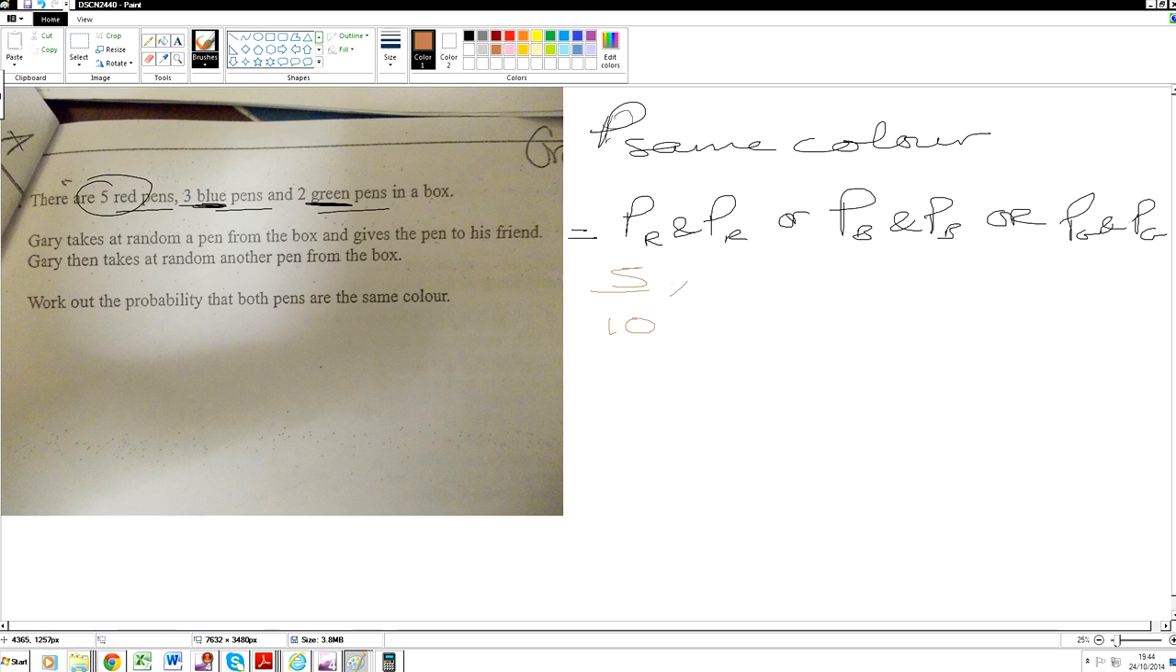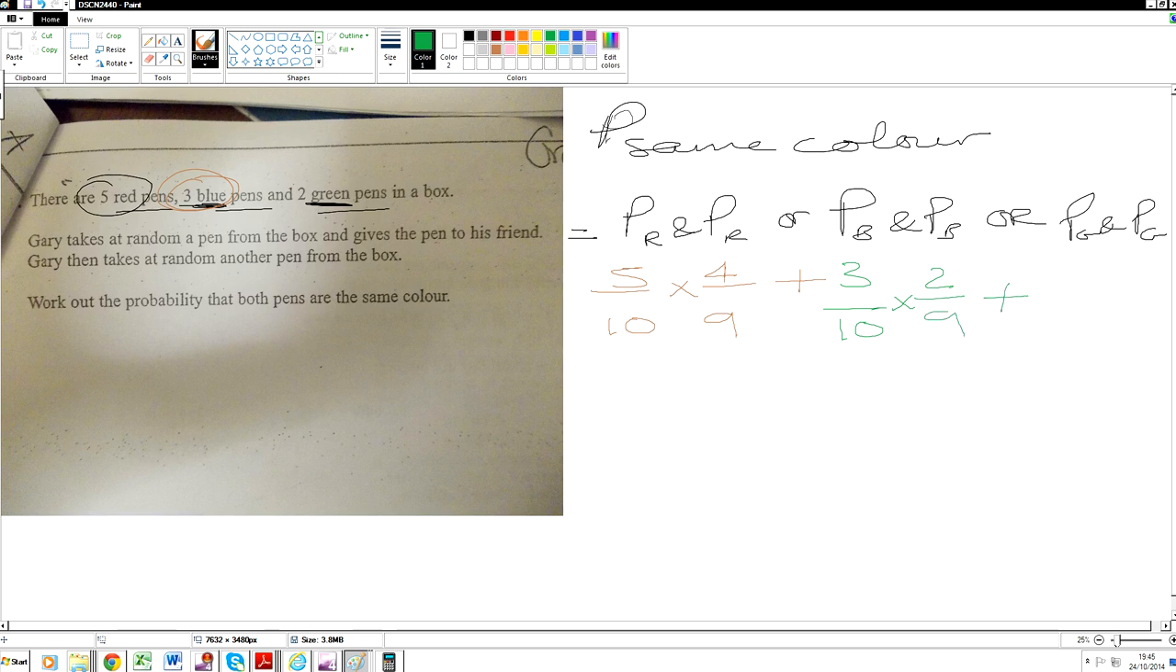Once I pick a red one out, how many will I have left over? 4 out of 9. "And" means plus. The first blue: how many blues were there? 3. So 3 out of 10. When I pick one of the blues, I will only have 2 left over, and there are 9 left in there.